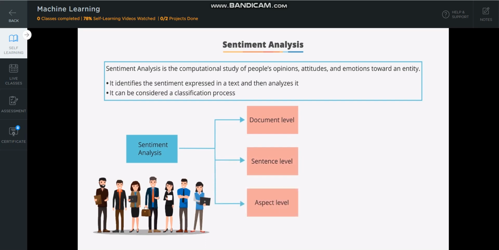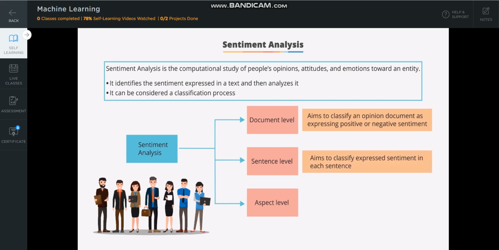Document level sentiment analysis aims to classify an opinion document as expressing a positive or negative opinion or sentiment. Sentence level SA aims to classify expressed sentiment in each sentence. Aspect level SA aims to classify the sentiment in comparison with the specific aspects of entities.